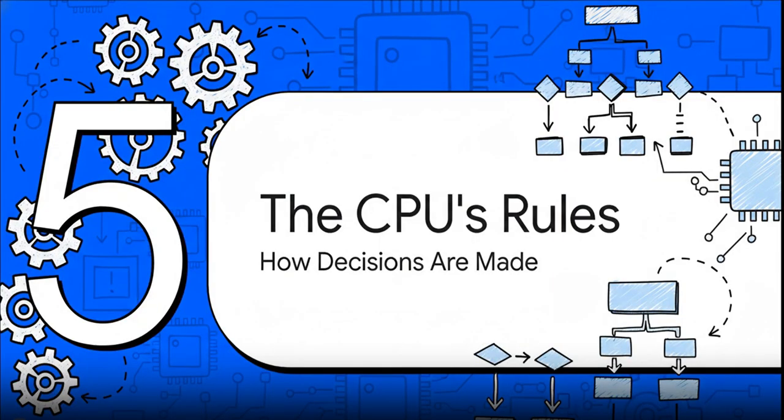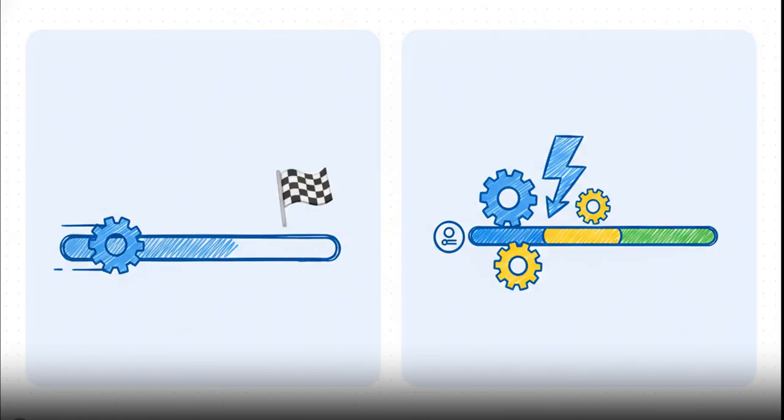So we have these schedulers, but they're not just picking processes at random. Nope, they follow a really strict set of rules. So how are these incredibly critical decisions actually made? It really boils down to two main philosophies. First, there's non-preemptive scheduling. In this world, once a process gets the CPU, it keeps it until it's either completely finished or it voluntarily says, okay, I'm done for now.